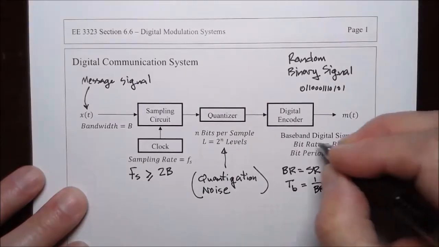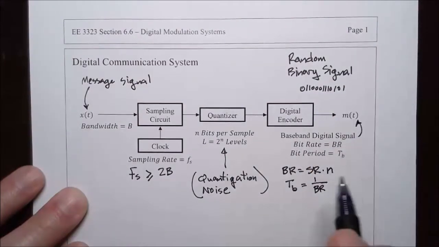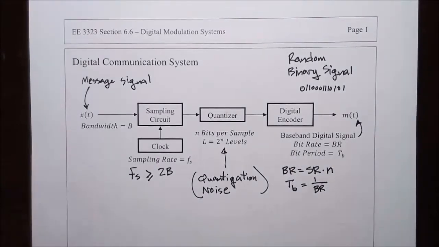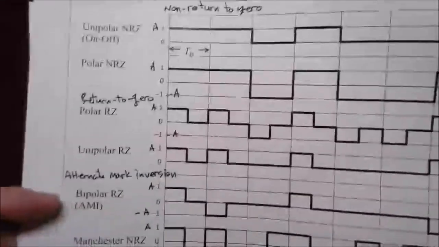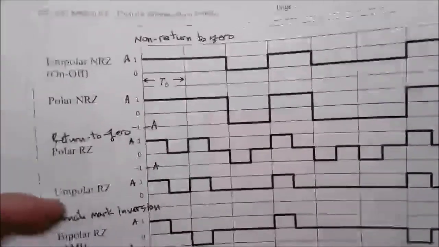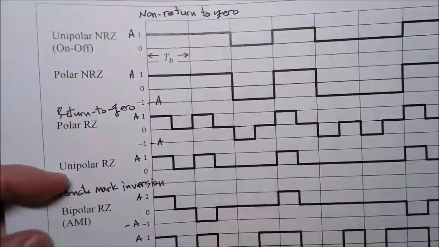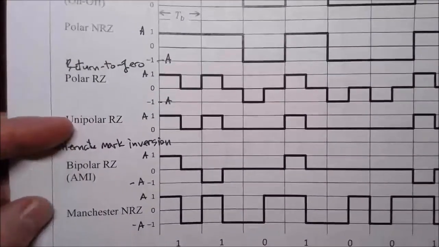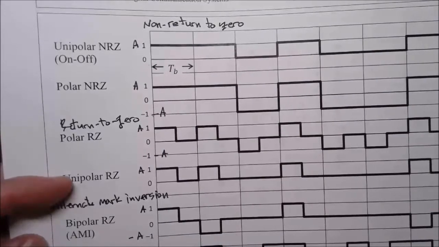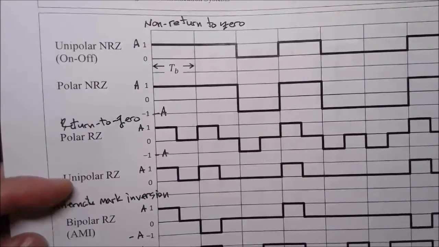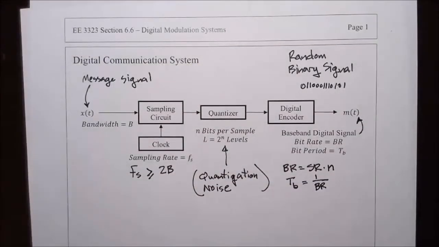And this we have coming out of the encoder, the baseband digital signal. This signal is encoded using one of the schemes perhaps that we discussed last time, one of these several schemes of encoding logical ones and logical zeros. And it makes a difference which one you choose because they have different spectral characteristics. They have different bandwidths and other spectral characteristics.